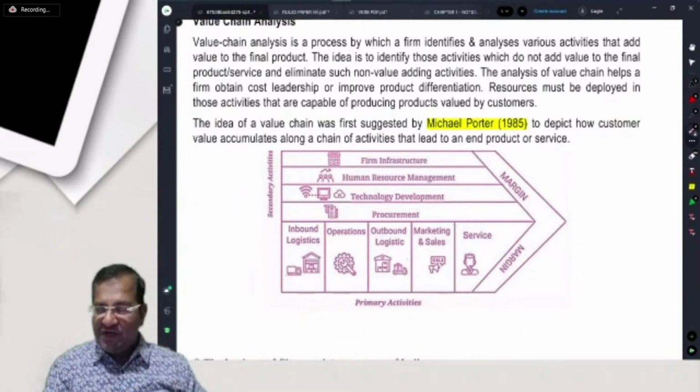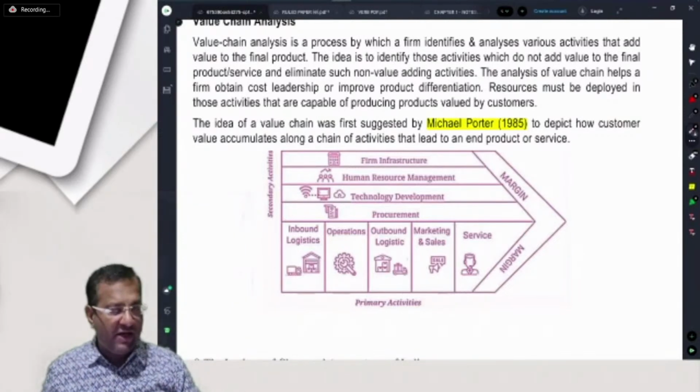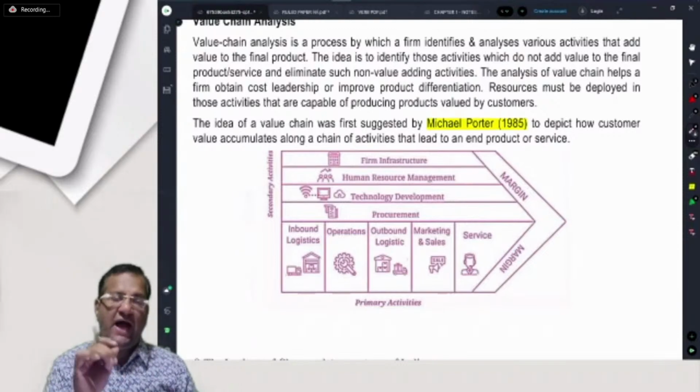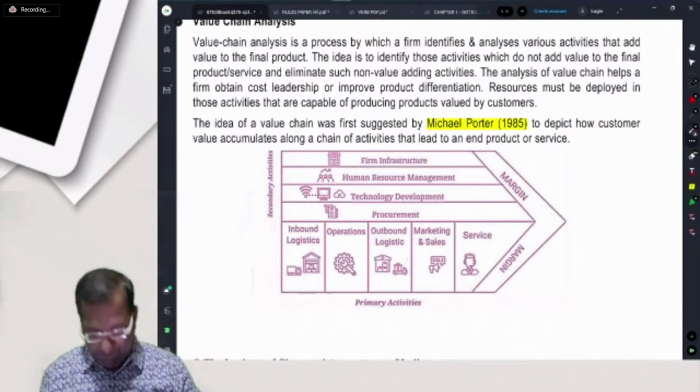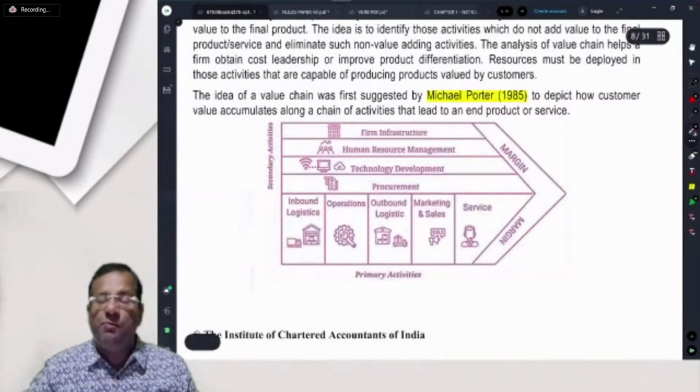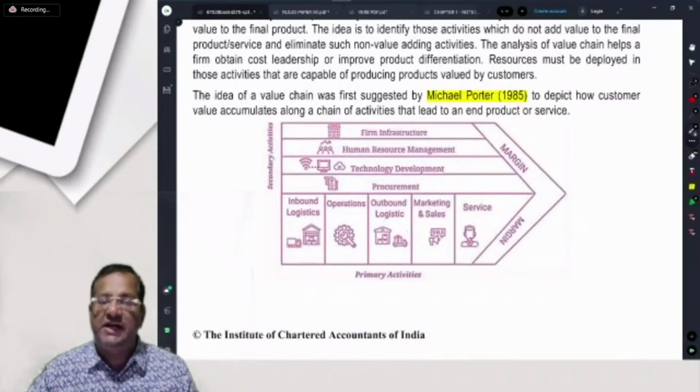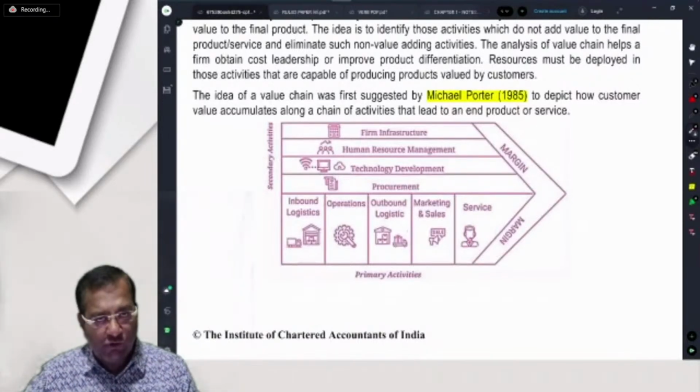Once the bifurcation has been done, primary and secondary, then what we will do, we will identify each and every activity into value-added activity and the non-value-added activity. See, beta, this diagram is also important because when you see the case study digest, in one of the questions, they have asked the student to draw the value chain analysis diagram.